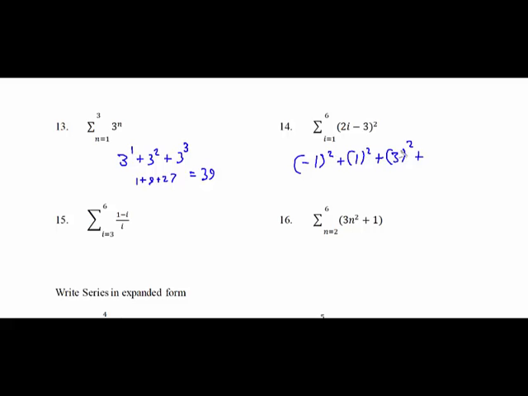Wait, hold on. I'm going to plug in for my fourth term. This is 8. 8 minus 3, which is going to be 5 squared. And you can see that the next one would be 7 squared, and the last one would be 9 squared, because that would be plugging in 5 and 6 respectively. So let's see, I got 1 plus 1 plus 9 plus 25 plus 49 plus 81. If I add all of these together, I get an answer of 166.